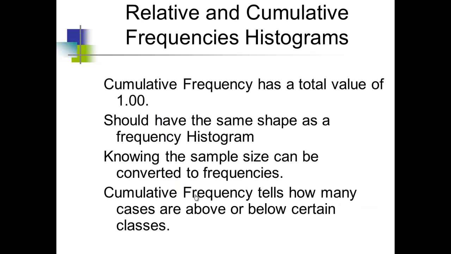Cumulative frequencies have a total value of 1.0, and they should have the same shape as a frequency histogram. What's really elegant about cumulative frequencies is that they can be converted to regular frequencies if you know the sample size. So if you have the proportions and you know the sample size, I think you can divide the sample size by the proportion to get the n. I think that's how you do that. Cumulative frequencies also tell you how many cases are above or below certain classes, which can be useful.